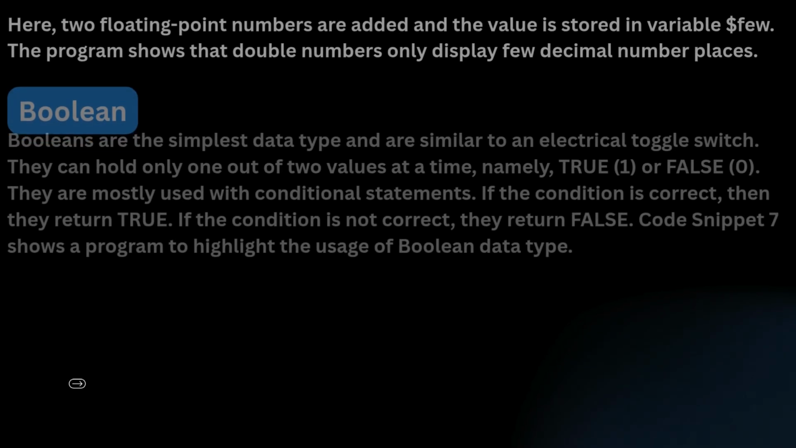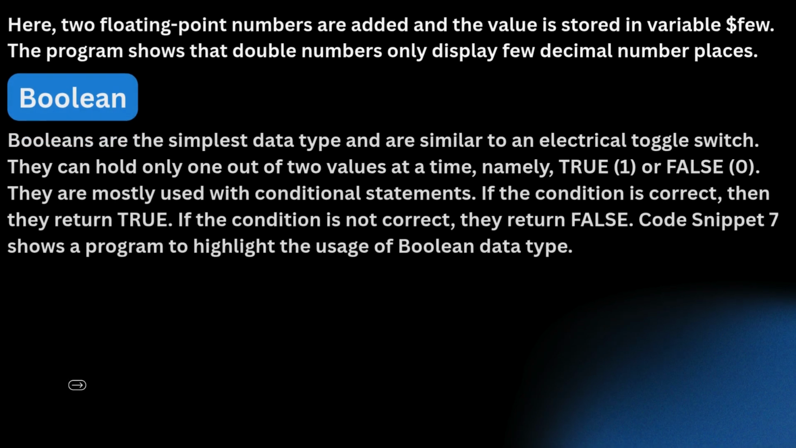In the previous code example, we saw how two floating point numbers were added together, and the result was stored inside a variable called few. This simple arithmetic operation demonstrates how the double data type in PHP behaves when handling decimal numbers.